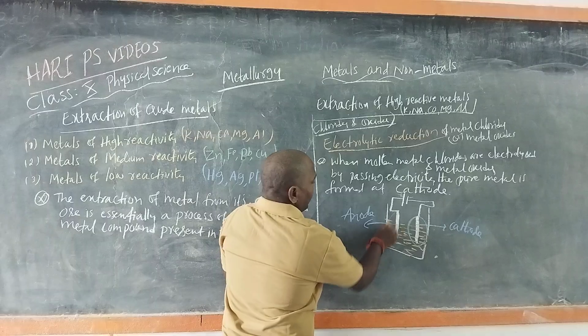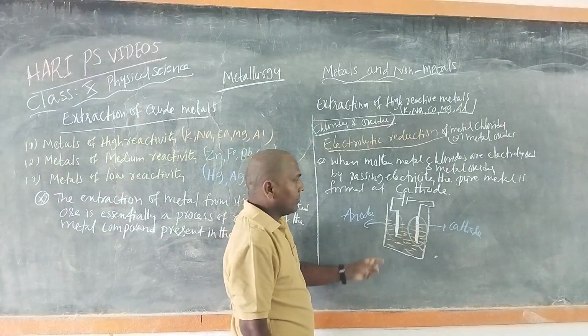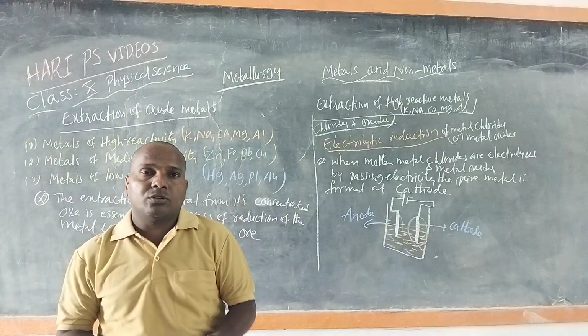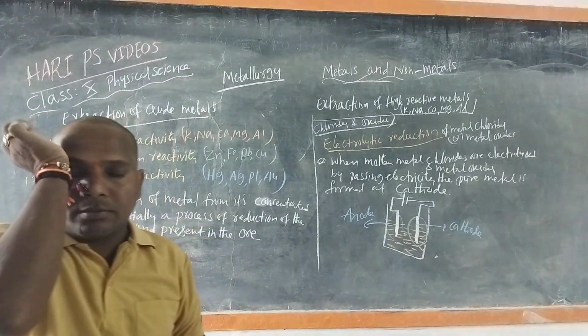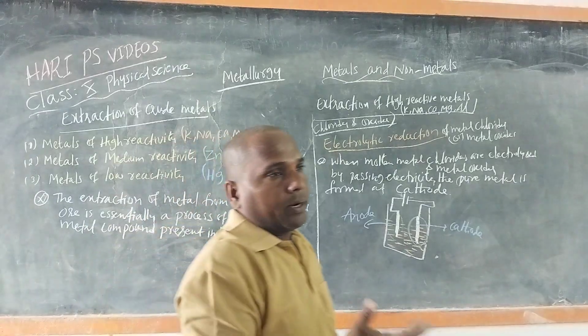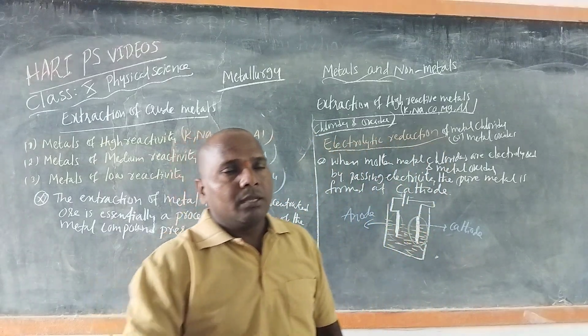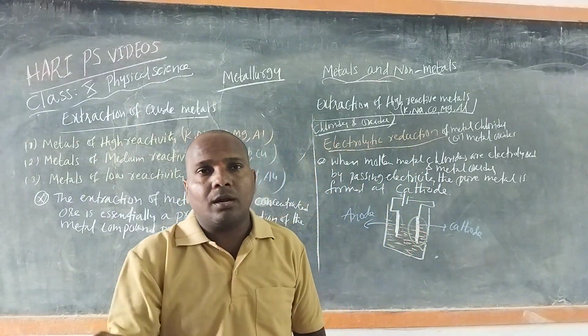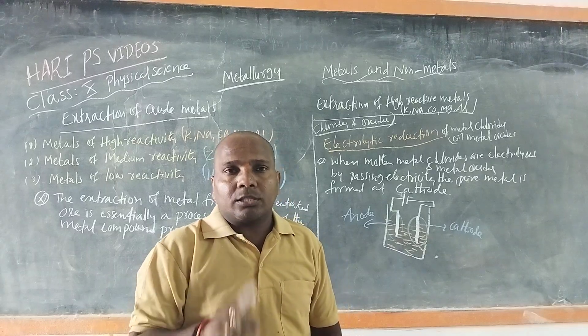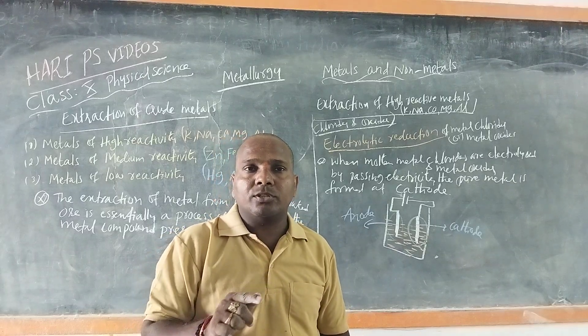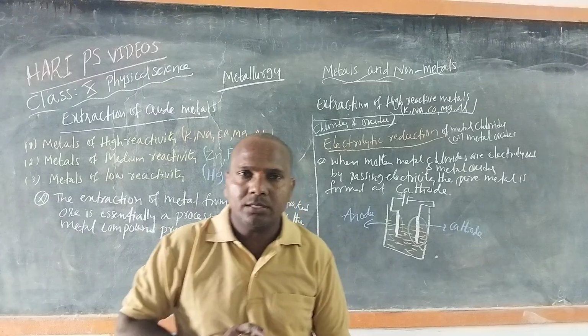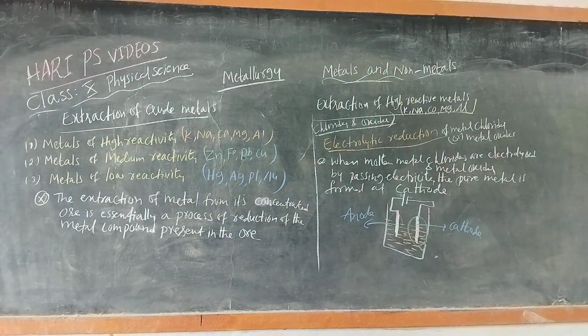And the remaining are formed at the anode. So electrolysis is the chemical process in which a compound is separated by passing electricity. There are two electrodes, one is the cathode and the other is the anode. The cathode is the electrode which is connected to the negative terminal of the battery, whereas the anode is the electrode which is connected to the positive terminal of the battery.